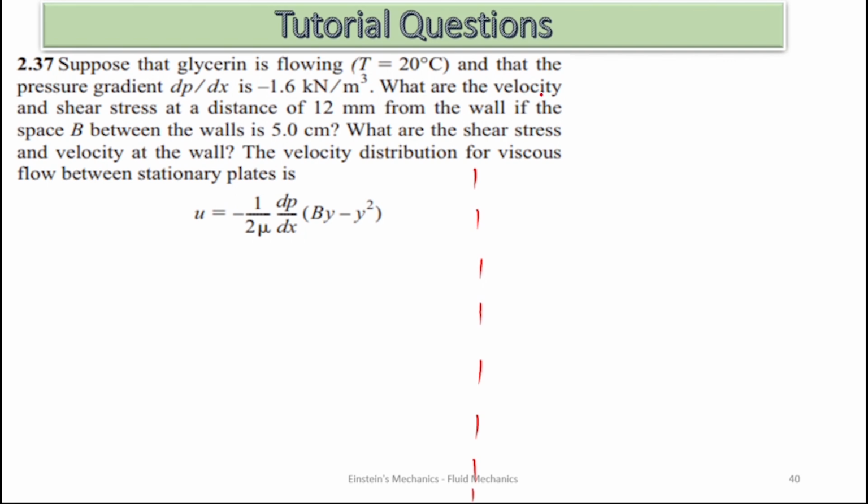What are the velocity and shear stress at a distance of 12 millimeter from the wall if the space between the walls is 5 centimeter? Again, what are the shear stress and velocity at the wall? The velocity distribution for the viscous flow between the stationary plate is given as this. This is an interesting question. You don't need to panic. First, write down your parameters and check out your table for the constants you will need.